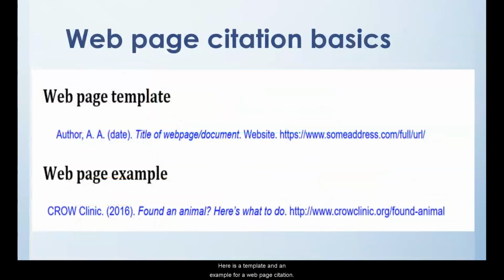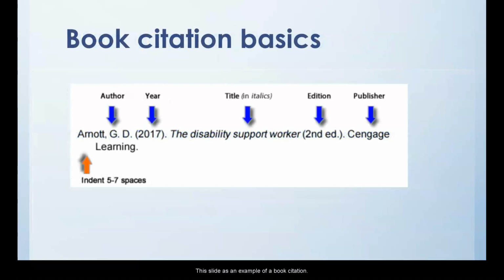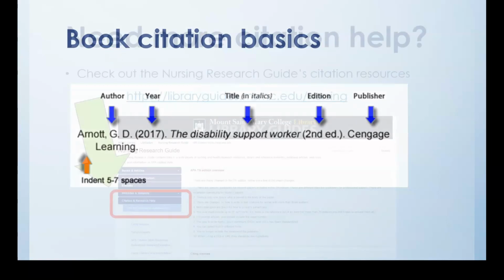Here is a template and an example for a web page citation. Note that you are no longer required to use "retrieved from" when you cite a web page. Just give the URL. This slide has an example of a book citation. The location information is no longer included in 7th edition, just the publisher's name.